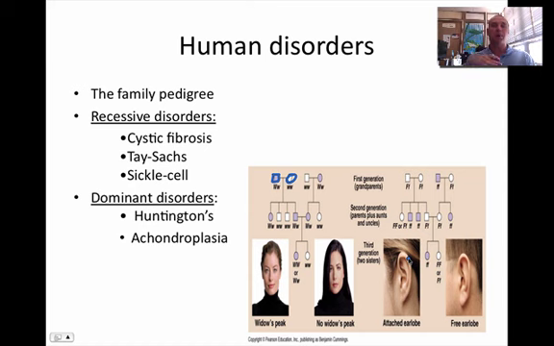Some disorders are caused by recessive alleles. That means you have to get them from both mom and dad to have it. Some are caused by dominant alleles. You have to get it from only one. An example of recessive would be cystic fibrosis. You have to get it from both parents. Also Tay-Sachs and sickle cell disease. Dominant ones would be Huntington's disease and achondroplasia, which is dwarfism. But it's just kind of an introduction into those.